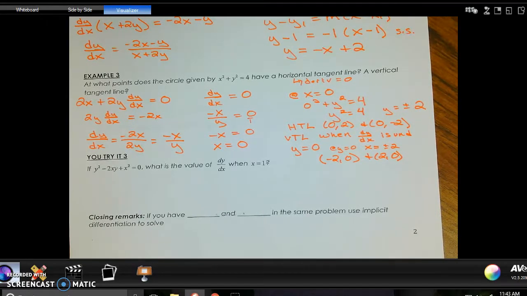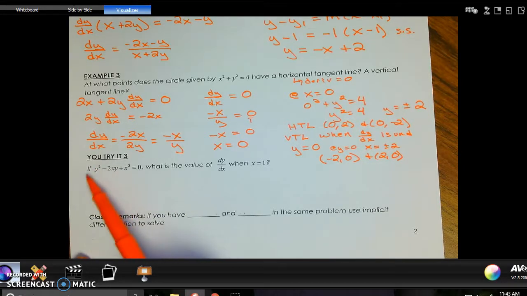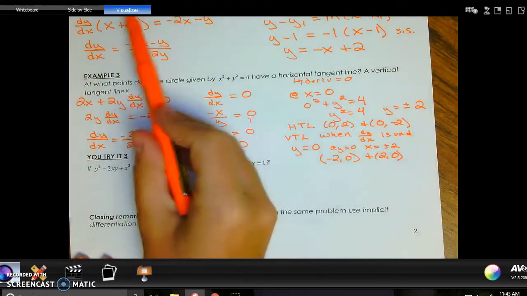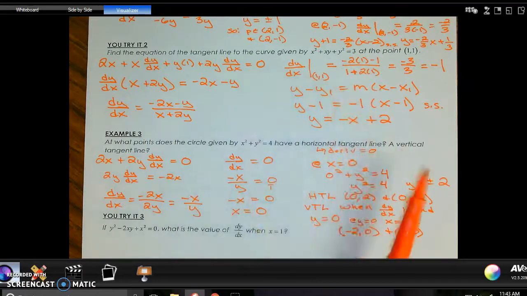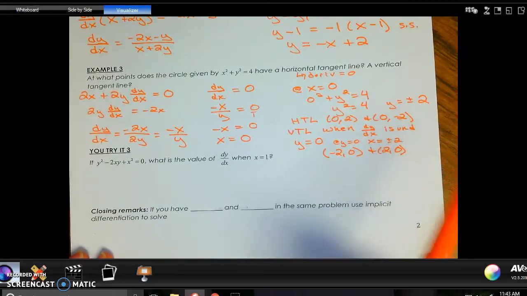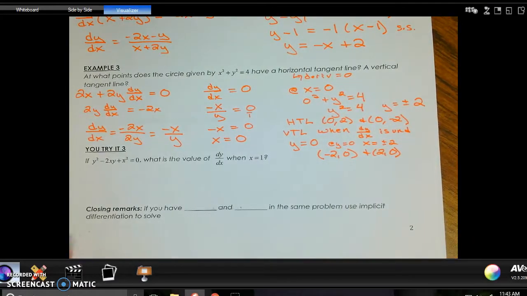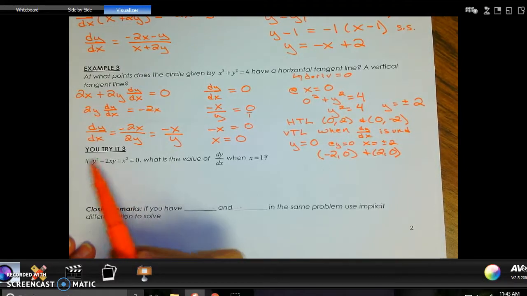And real quick, we'll just talk through this You Try It 3. So when we talk about this You Try It 3, again, you're going to use implicit differentiation here. So if this equals 0, what is the value of the derivative when x equals 1? So it's not asking me, like it did up here, for the equation of the tangent line. It's basically saying you don't have to do as much work this time. So when we take the derivative here, be careful, it's going to be implicit, and you're going to have to use the product rule there.